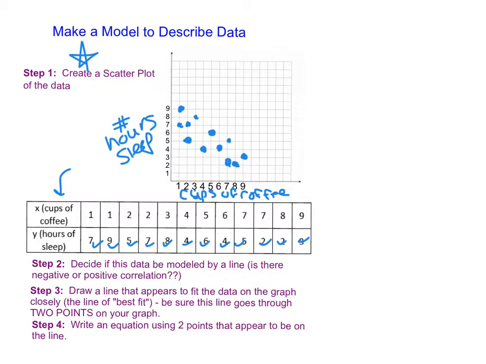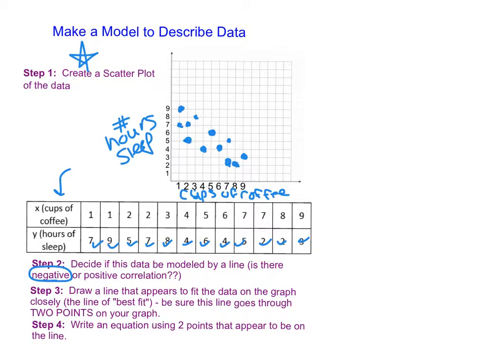It seems to have a general trend, and what I notice here in step 2, it says decide if it can be modeled by a line and is there a correlation. What I see here is that there is a negative correlation. As the cups of coffee increase, the hours of sleep appear to be going down.